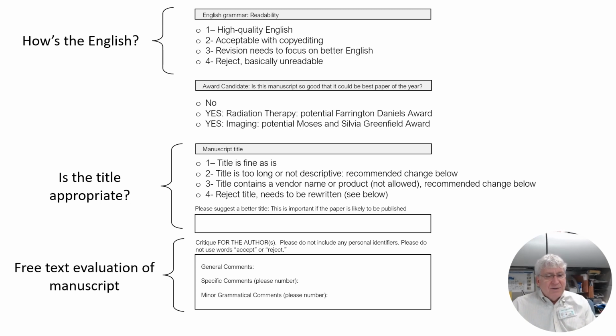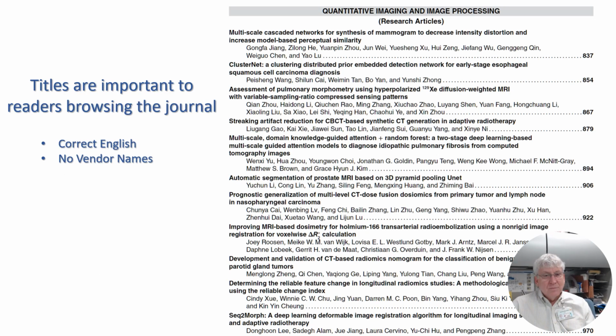And then the free text evaluation of the manuscript is also important. Again, the general comments, specific comments, and then grammatical comments. So I just want to make sure that you spend a lot of time coming up with a good title. This actually, for many people, the best titles do take a little while to really hone them down and make sure that you're describing it accurately and not playing up some new technology that doesn't have much to do with the manuscript. All right. Oh, and key. No vendor names. No commercial names are allowed in the title.